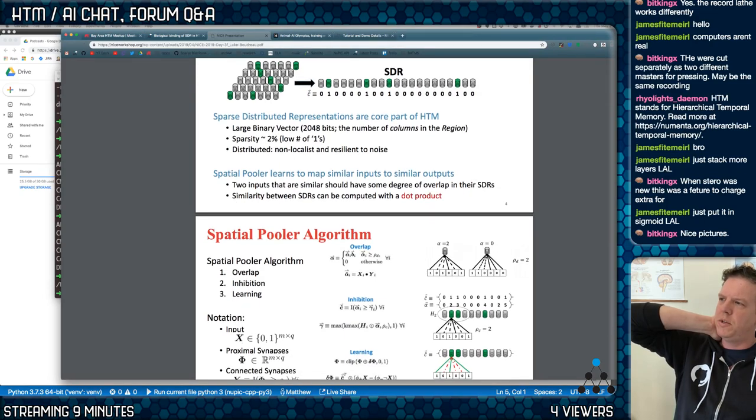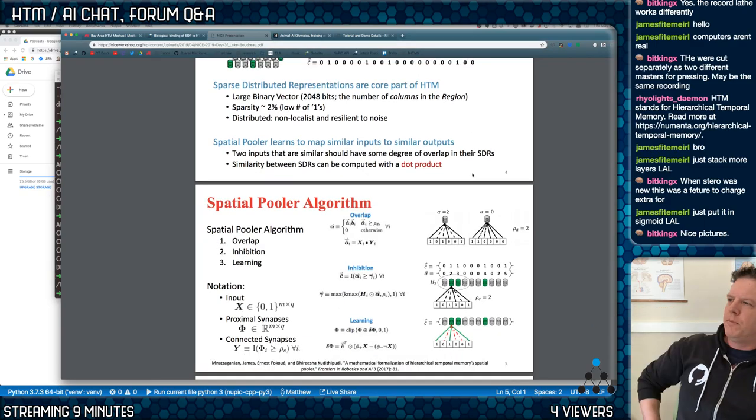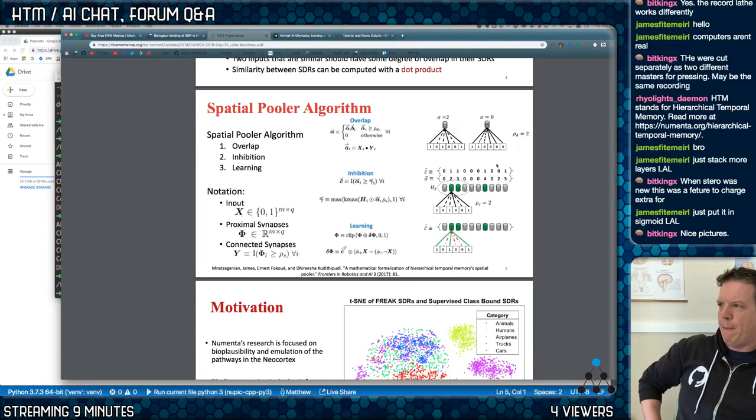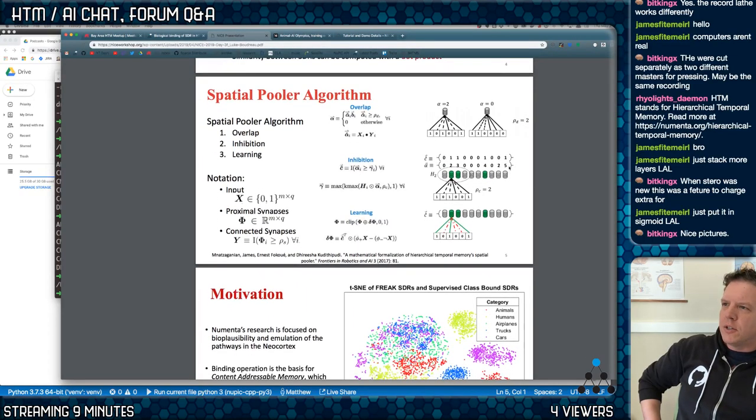Non-localist, distributed, non-localist resilience. That's an interesting way to put it. Learns to map similar inputs to similar outputs. Similarity can be computed with a dot product. And then the essential algorithm explaining overlap, comparisons, and then inhibition.